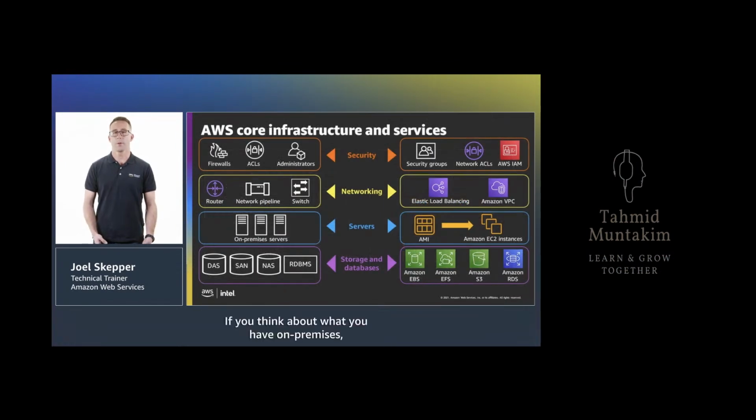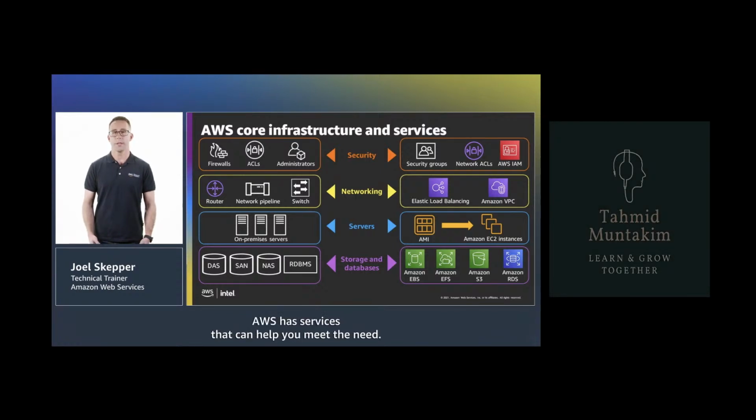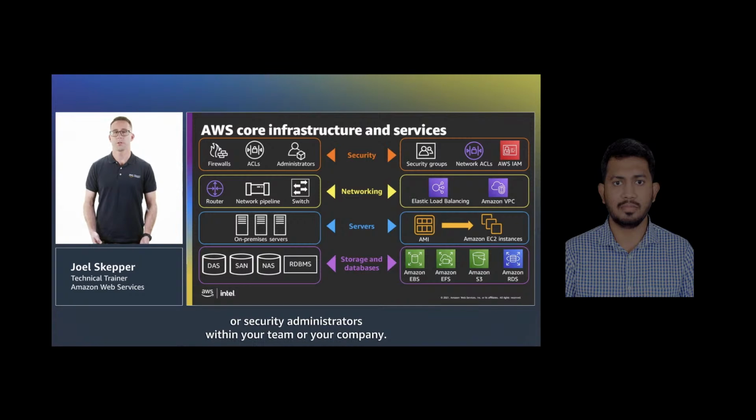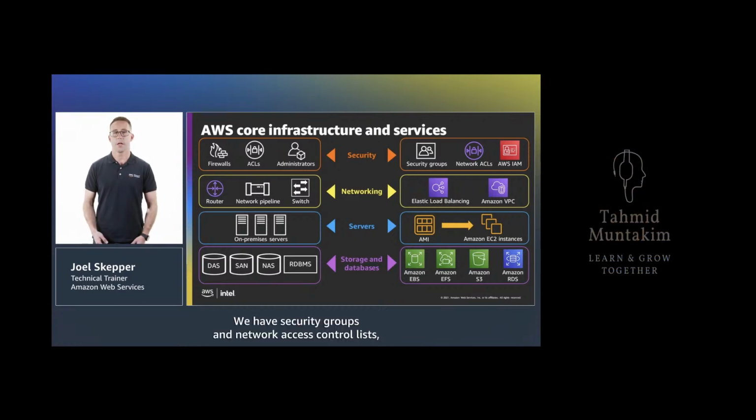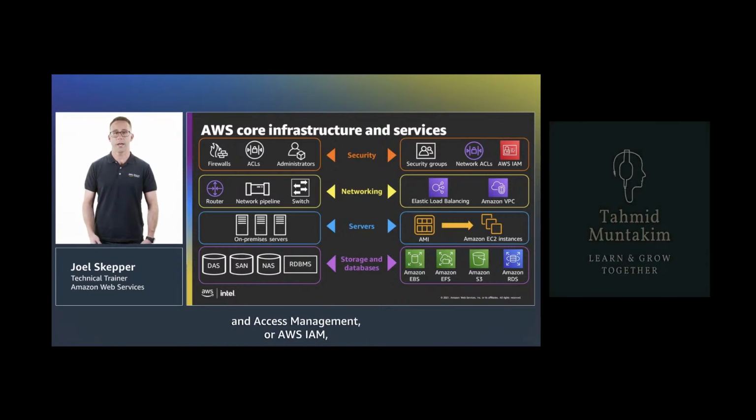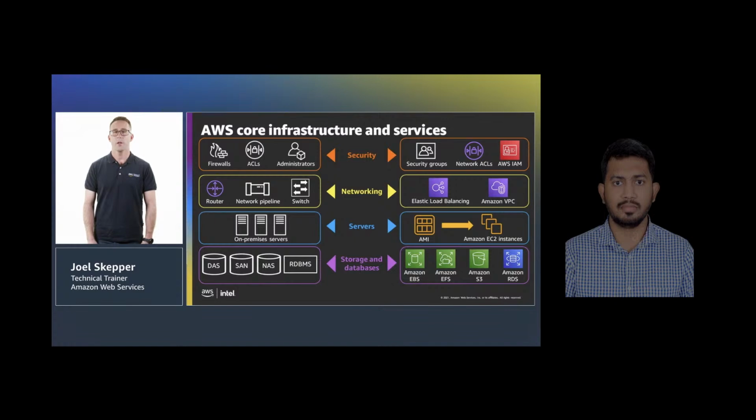If you think about what you have on premises, AWS has services that can help you meet the need. Thinking about security, you might be already familiar with firewalls, access control lists, and maybe even have network or security administrators within your team or your company. AWS has services that enable you to deploy similar security constructs. We have security groups and network access control lists, which we'll talk about in the networking module coming up. We've also got a service called Identity and Access Management, or AWS IAM, which helps you provide authentication and authorization to users of the different resources we're going to be talking about. So you have the ability to manage that through one service.